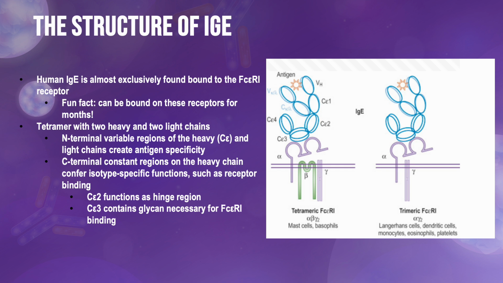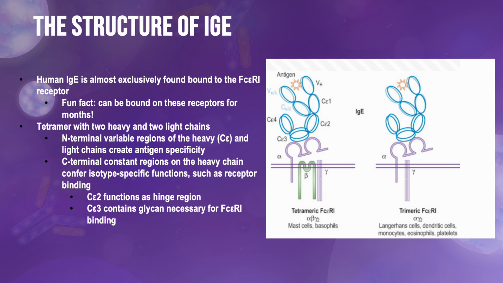If we dive a little deeper, we'll see that the heavy chain has an N-terminal variable region. That's the region that creates antigen specificity. It's called a variable region because it is not the same on every single IgE molecule. It's different, and that's why it is able to be specific for certain antigens or allergens. The constant regions, on the other hand, on the C-terminal of the heavy chain, confer the more isotype-specific functions, such as receptor binding.